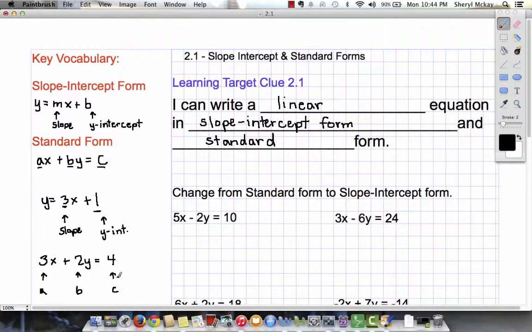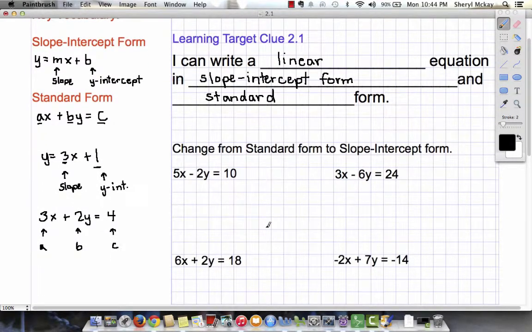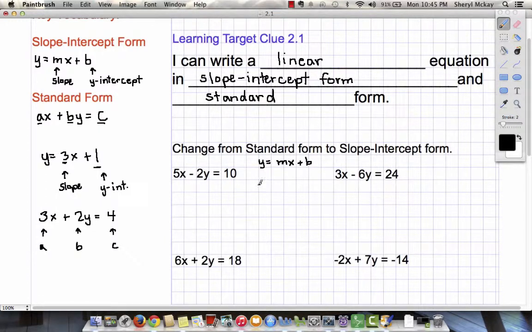Now it's time to actually switch them back and forth. So let's look at this first set of problems. Change from standard form to slope-intercept form. So as you look, you'll see that we have 4 problems, and each problem is written in standard form. Let's do this first one. 5x minus 2y equals 10. I want to put this in slope-intercept form, y equals mx plus b. I'm going to do that by isolating my y.